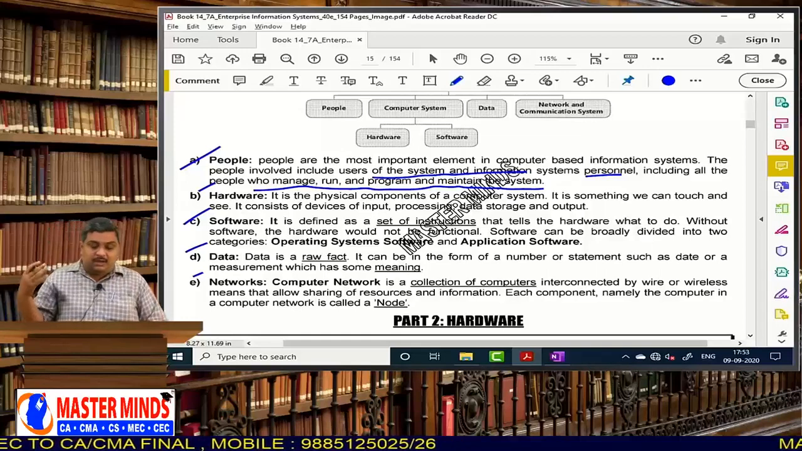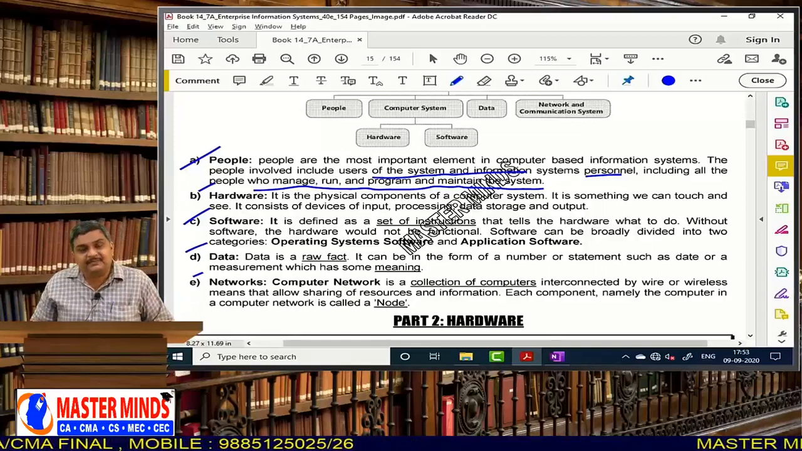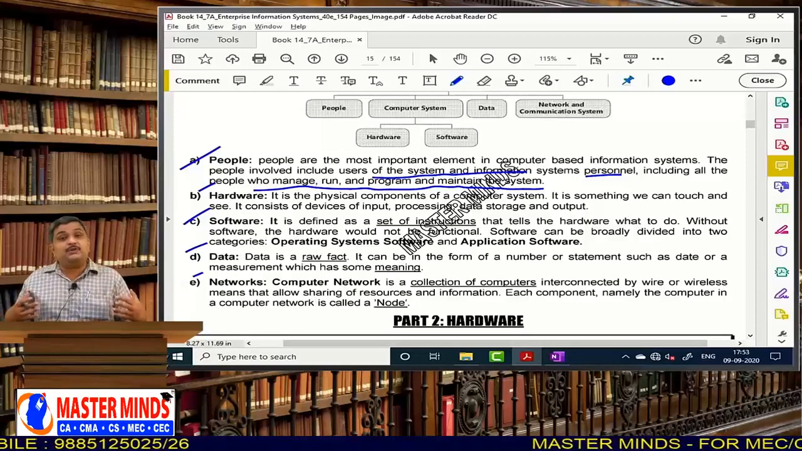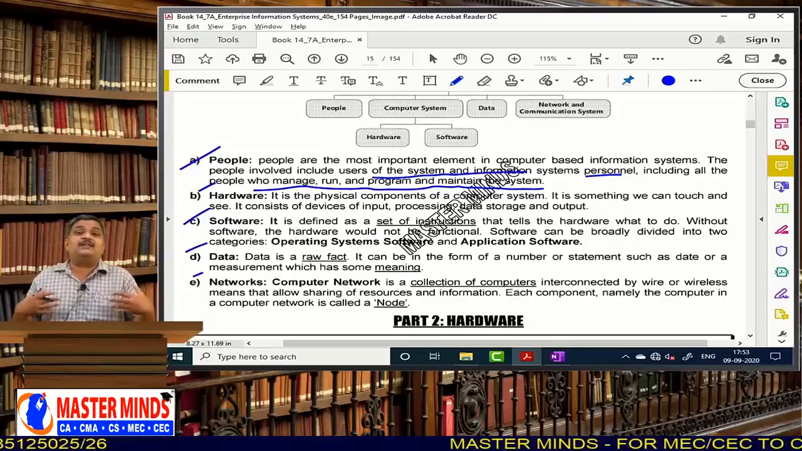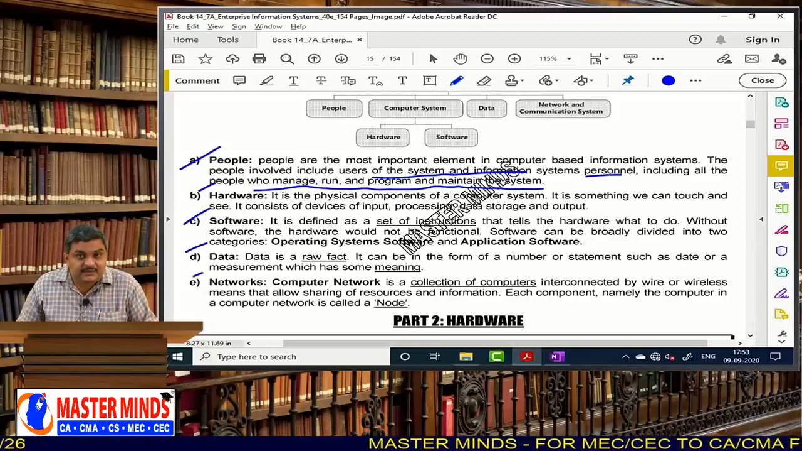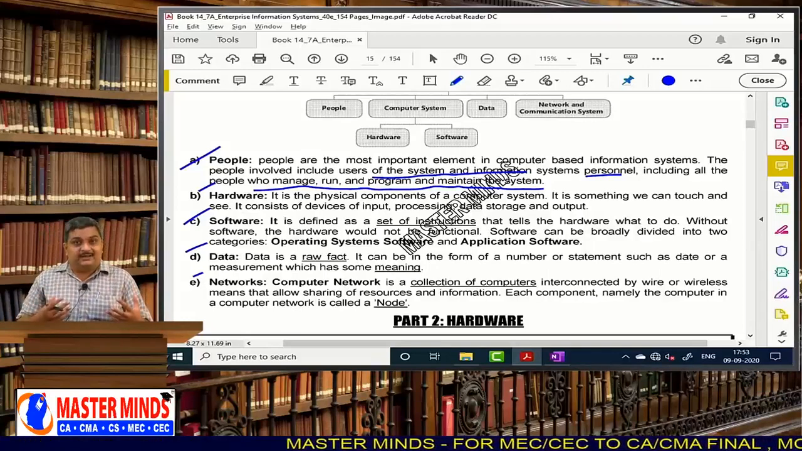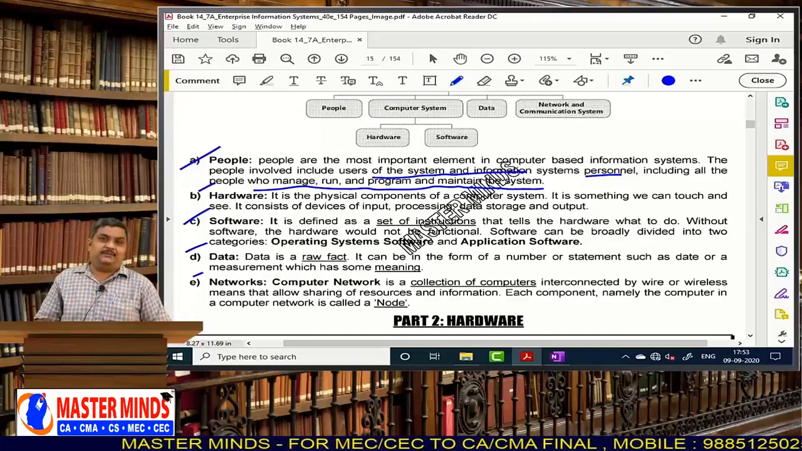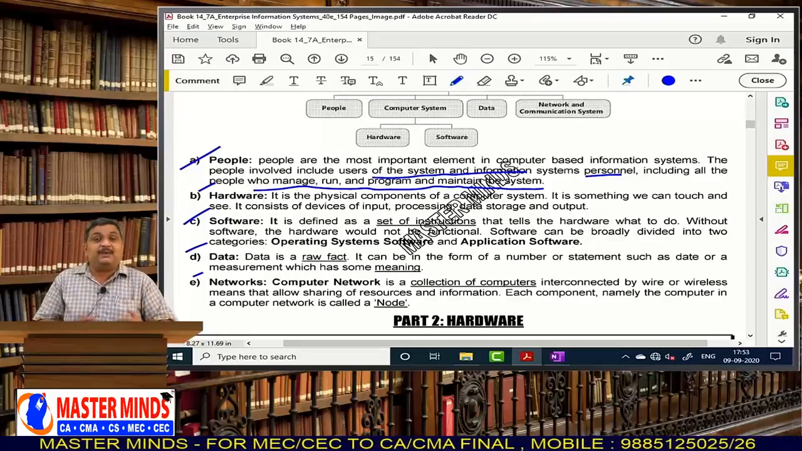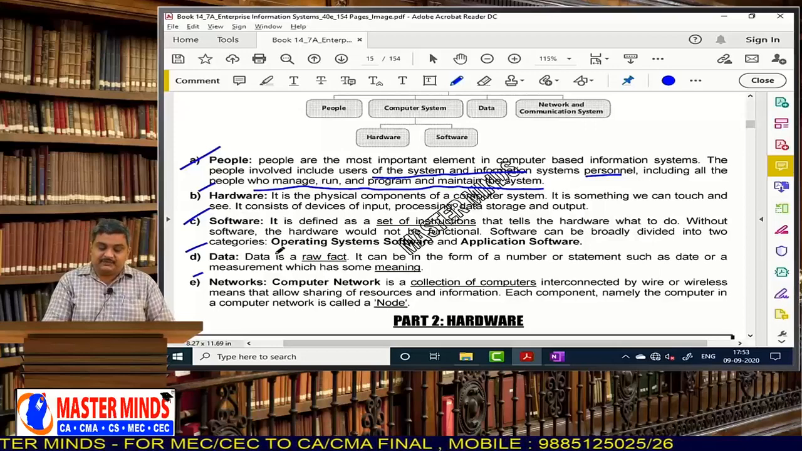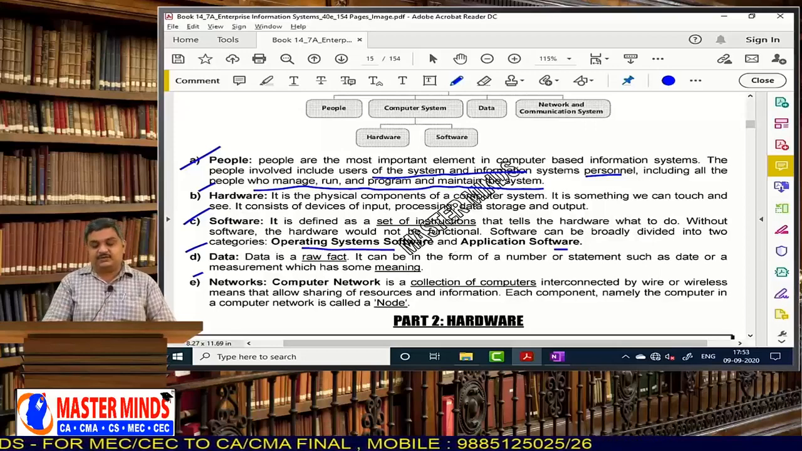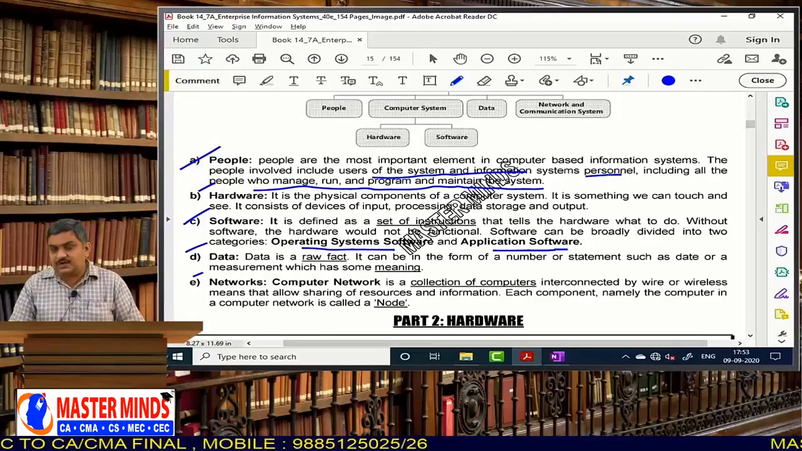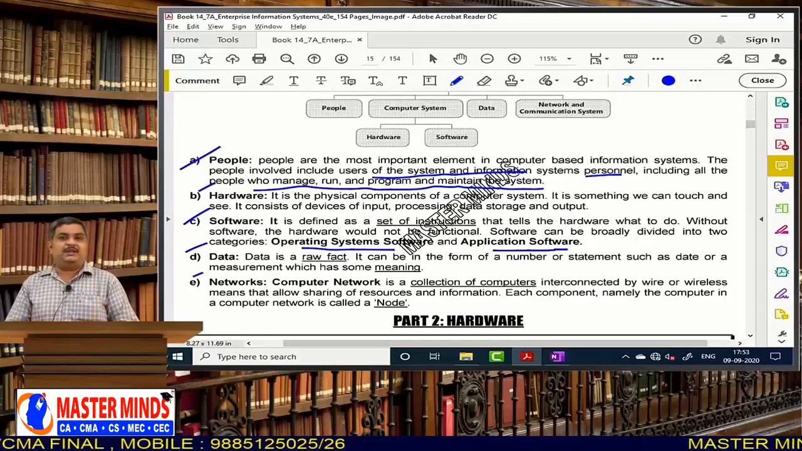What do you mean by software? Software is a set of instructions. We give instructions to the computer, the computer should understand those instructions and perform accordingly. So we make a software and use that software to do our work. There are two kinds of software: application software and system software, that is, operating system software and application software. Within a short time, we will learn about the differences between operating system software and application software.